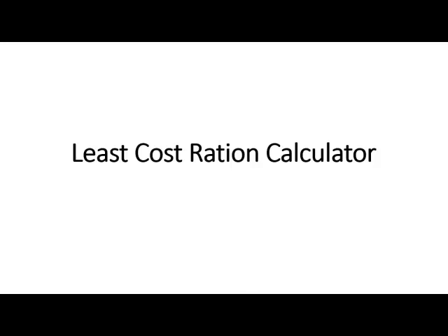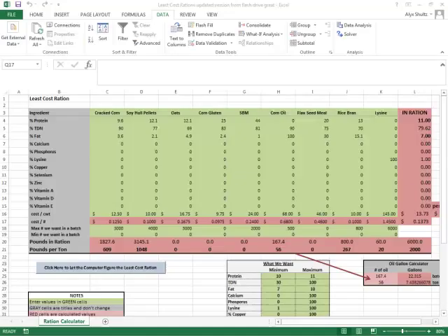First off, when we calculate rations, if we just have two rations, we can use a simple Pearson square and the math is pretty straightforward. However, what if we have more than two rations? Or what if we want to balance for protein and fat? Or what if we want to minimize our cost? You can do all of that mathematically on paper, but it's much simpler to use a least cost ration formula, or least cost ration calculator.